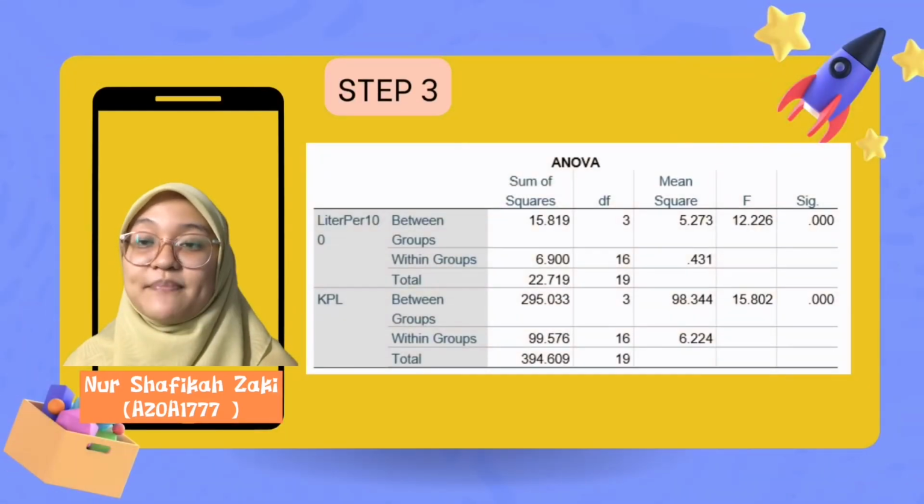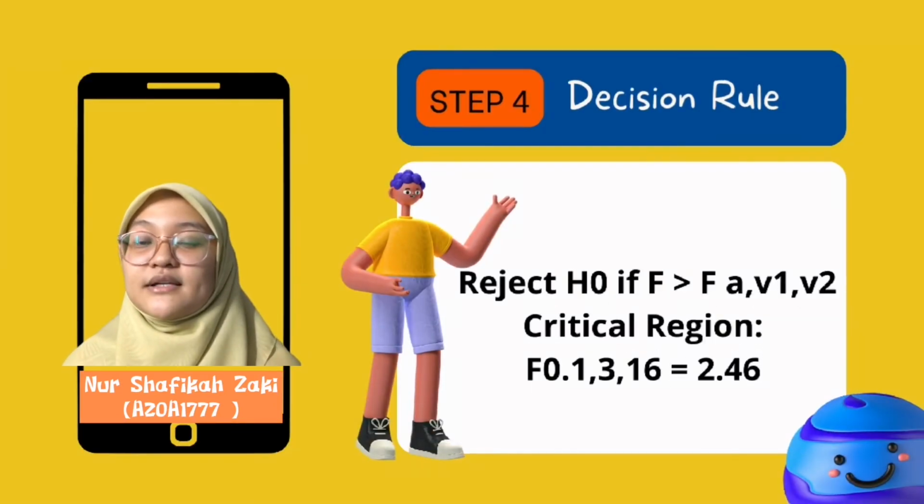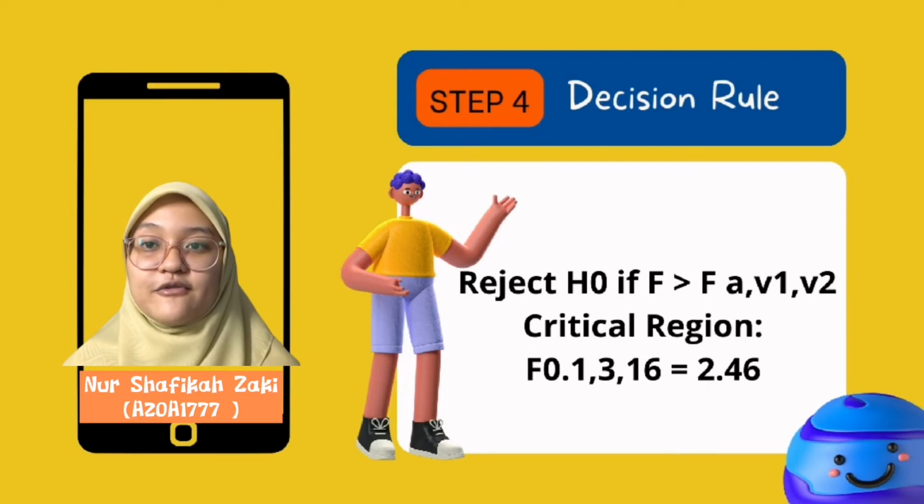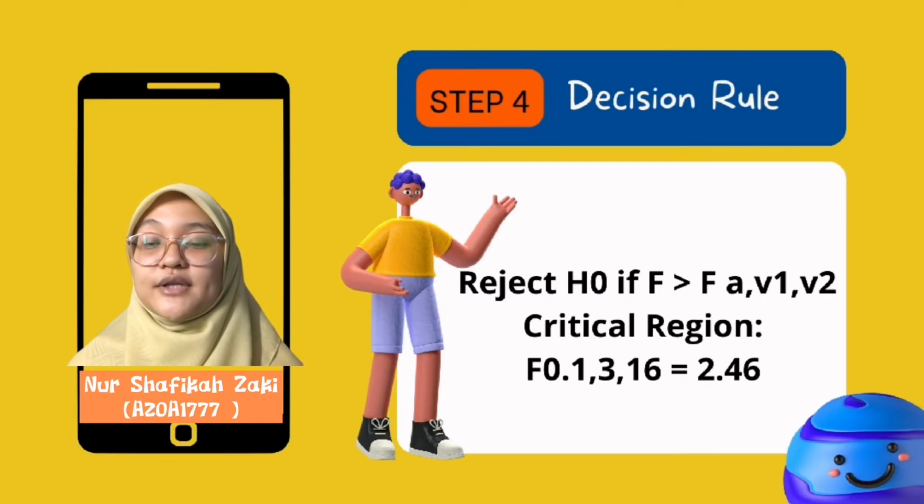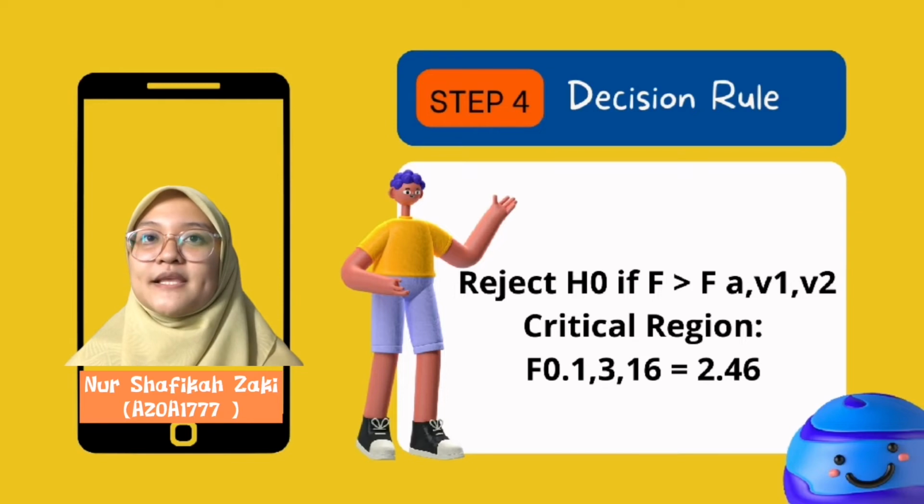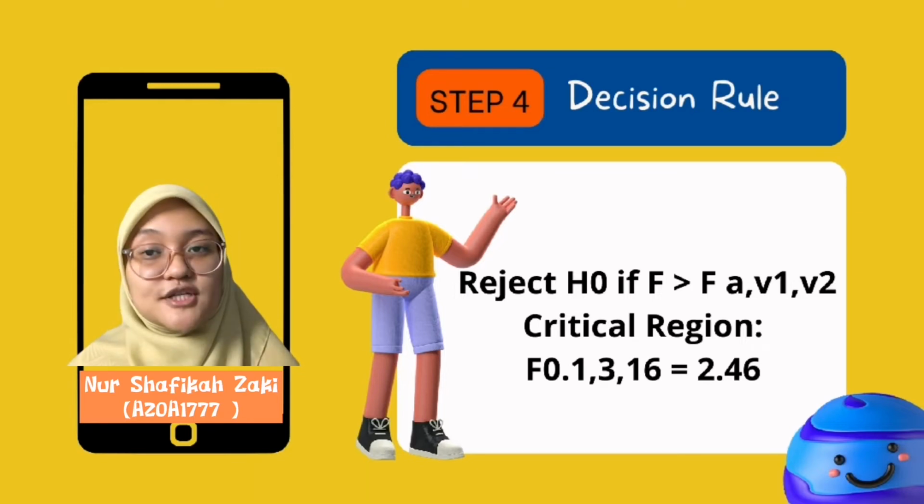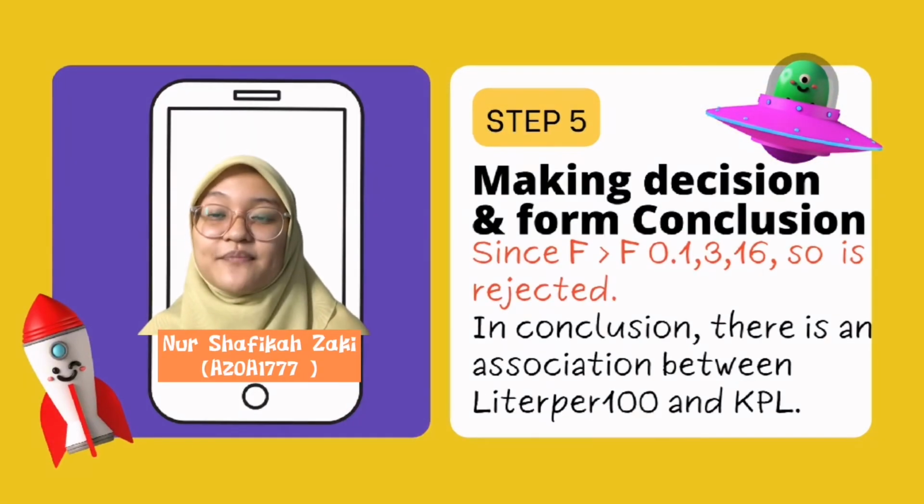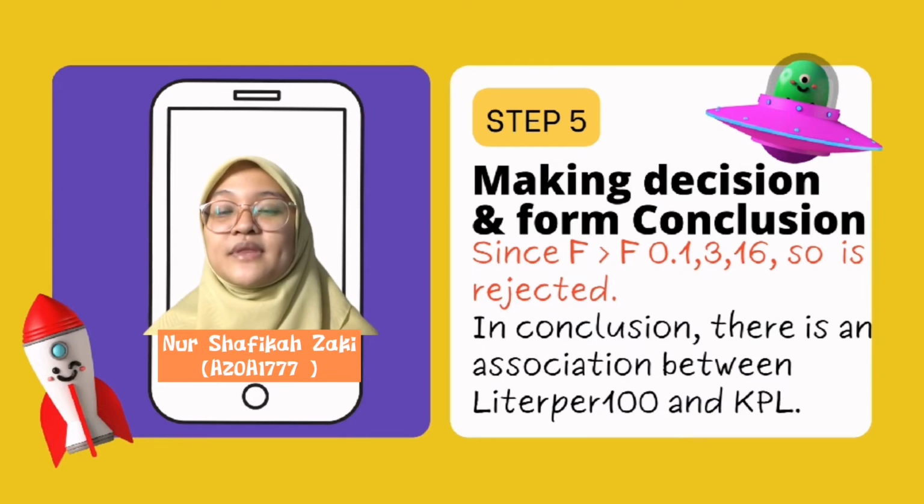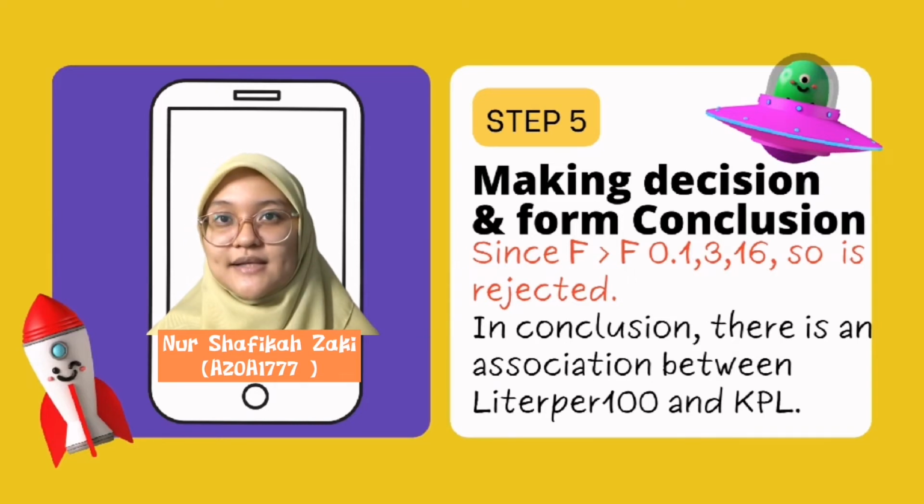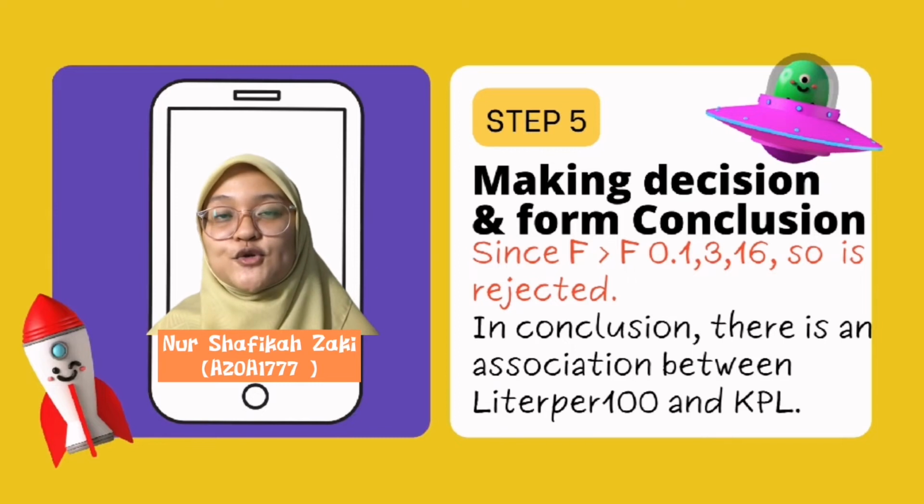So we move to step number 4, the decision rule. It's a bit different between ANOVA and the t-test. For ANOVA, we reject H null if F is more than F alpha, V1 and V2. Our critical value is F 0.1, 3 and 16, which equals 2.46. Step number 5, making a decision and forming a conclusion: since F is greater than F 0.1, 3 and 16, H null is rejected. In conclusion, there is an association between liter per 100 and KPL.